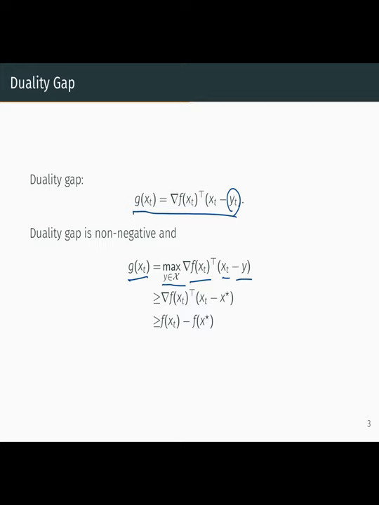From this max operation, we can replace y by x star, and we have this inequality sign. Because we take all possible y belonging to our constraint set and consider the max value, when we replace y in the max operation by a specific point inside the constraint set, then we have this less than or equal sign and this inequality. Also, from the convex property, we have this. So from that, this g of xt function, the duality gap, can say something about the gap between the current function value and the optimal function value.